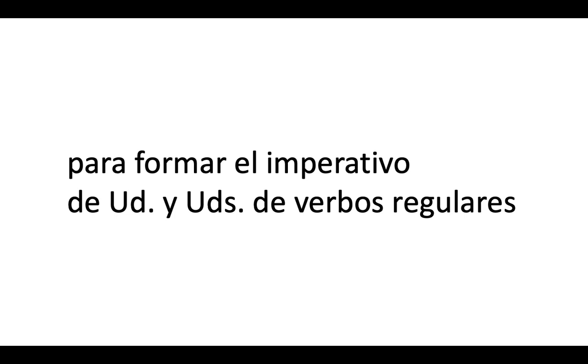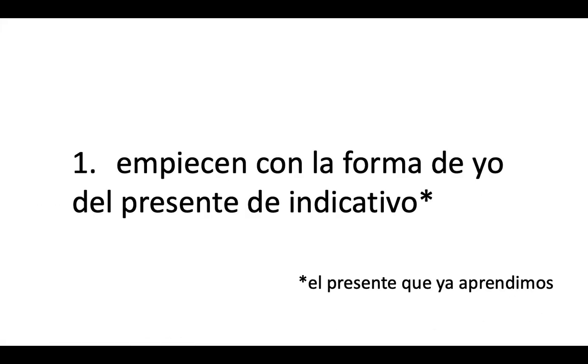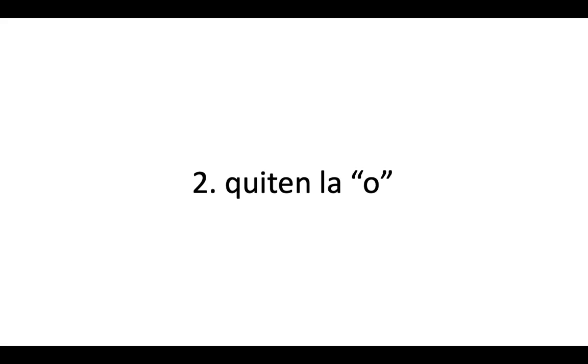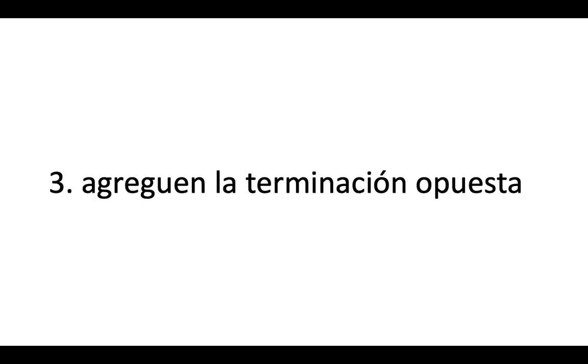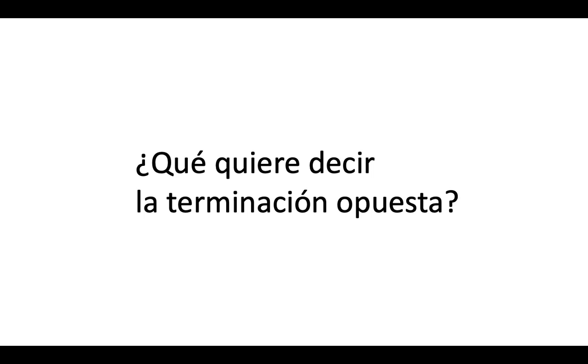Pero en serio, seriously. To form the imperative of usted and ustedes for regular verbs, there are 3 steps. Okay? The first and most important step, well, it's not really the most important step, they're all important. We start with the yo form of the present indicative. That is the present tense that we've already learned and that you saw in the examples showing you about the radicals. We take away the O, and then we add the opposite ending. What do I mean by opposite ending?